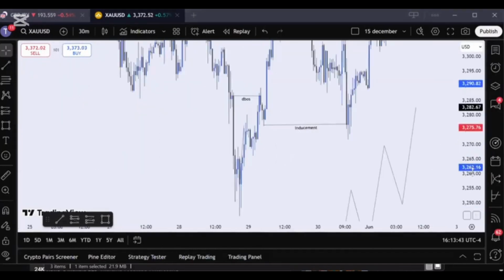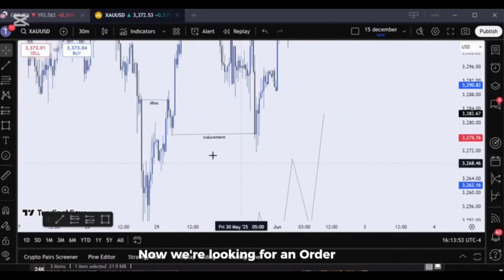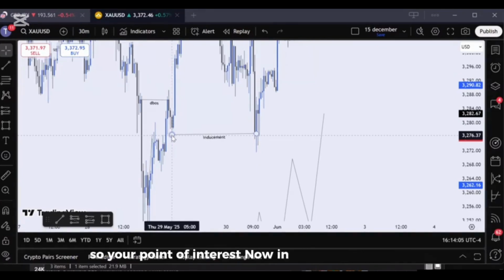And like I said, if it's a bullish scenario, you're going to use a bullish order block. And if it's a bearish scenario, you're going to use a bearish order block. So in this scenario now, we're looking for an order block that exists inside the whole structure movement. So we got our double breaker structure here, we got our inducement. Then the next one is now the point of interest.